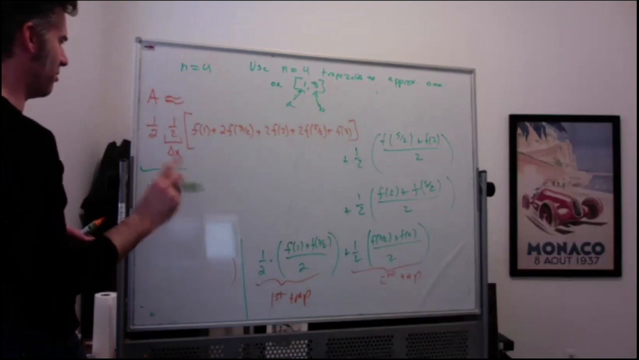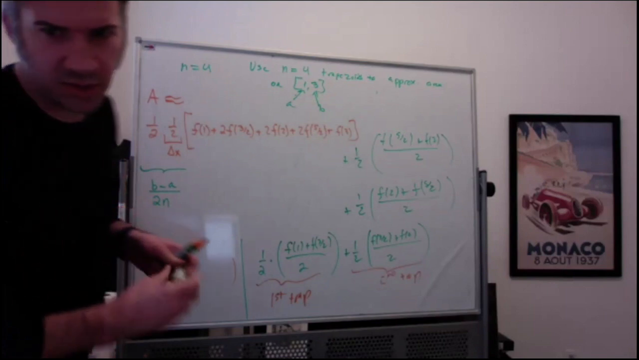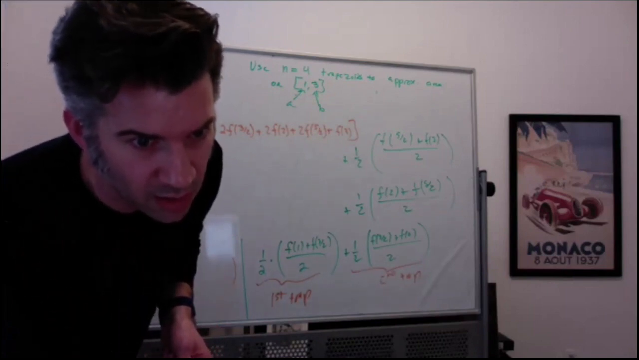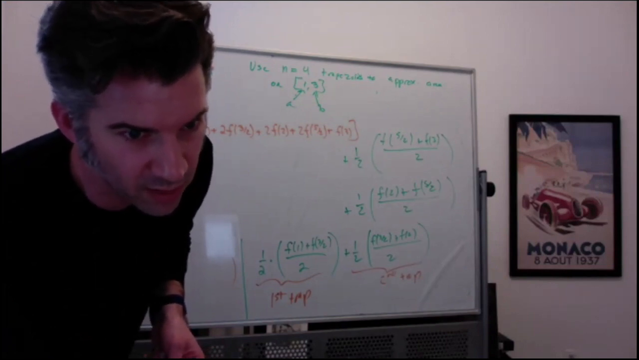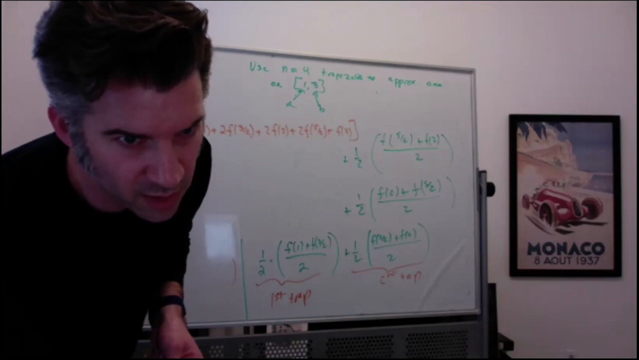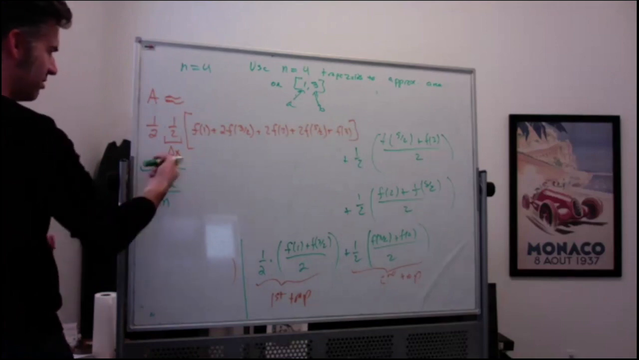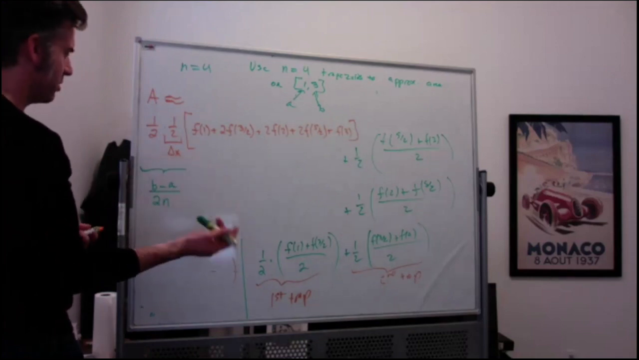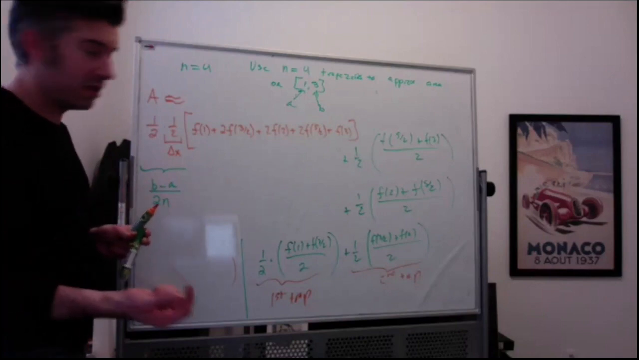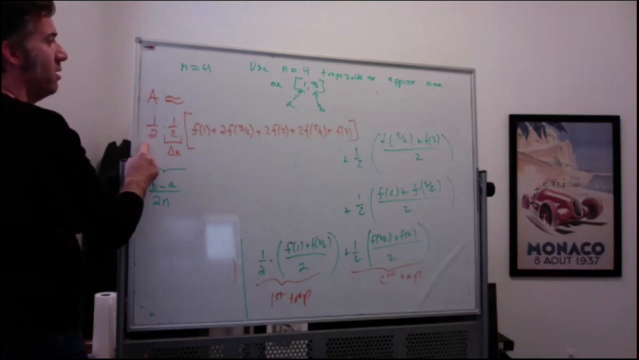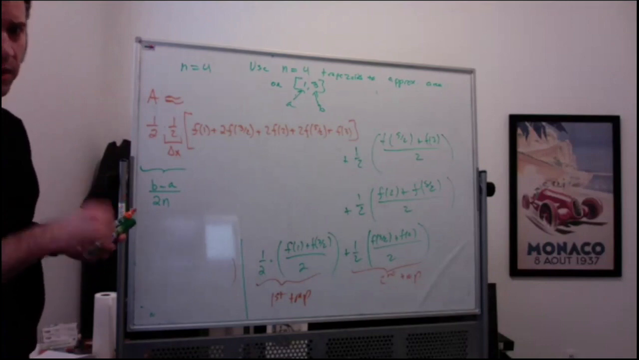I feel like I'm making a dumb mistake here. Why am I saying b minus a over 2n? Let me double check before I get too carried away. Well, let me just think about it here. Yeah, that should be right. Delta x is b minus a over n, the length of your subinterval, and then I've got a 1/2 because of all these 1/2s. So yeah, that's right. I'm just getting carried away.